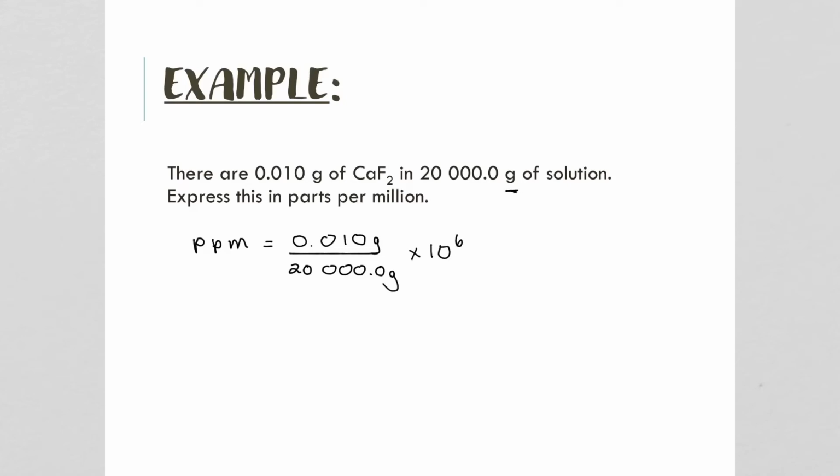And make sure you do a quick check to make sure the units match. So they're both in grams and not milligrams. If the units don't match, you'll have to convert one to match. And once you perform that calculation, you'll see that there's 0.50 parts per million. So our parts per million is still quite small. So half of a part of calcium fluoride per million.